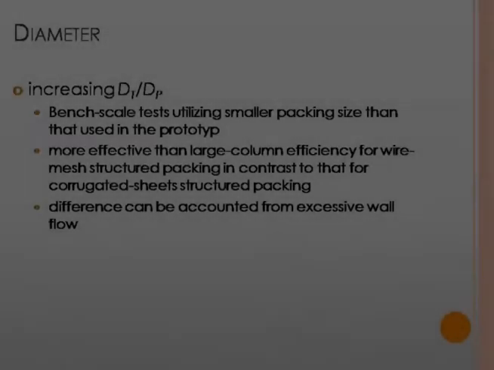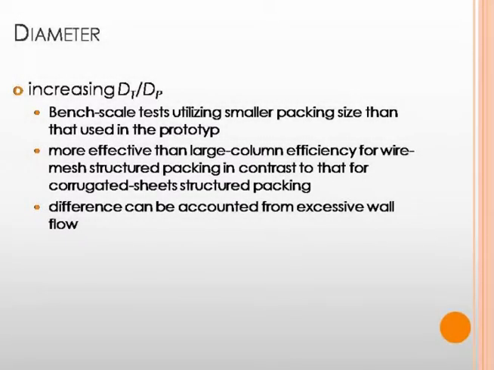In increasing DT over DP, it is quite attractive to utilize bench scale tests using smaller packing size than that used in the prototype. Why? This is because bench scale tests are more effective than large column tests for wire mesh structured packing, in contrast to that of corrugated sheet structured packing. The difference can be accounted for by the excessive wall flow.